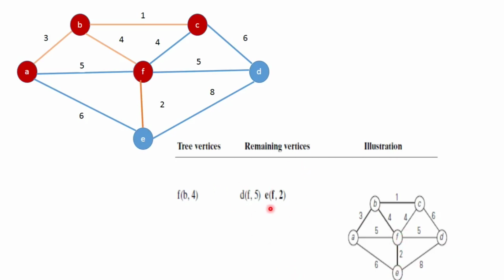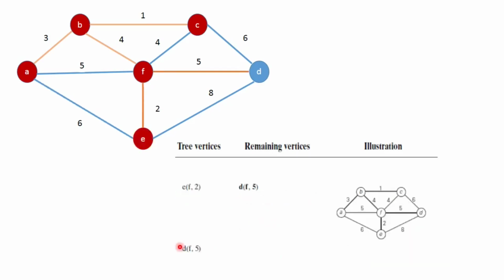Among these, which one do we have to add into the tree vertices? That is E. So I am going to add E into the tree vertices. Now you can see A, B, C, F, E are in the tree vertices. And which is the remaining vertex? That is D.